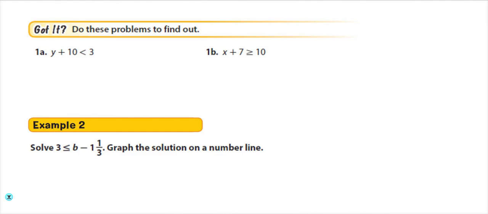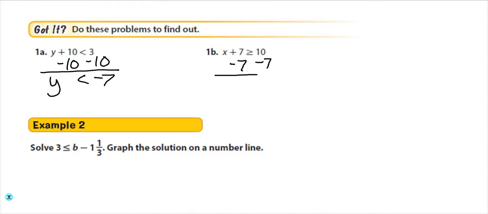All right, let's look at the got it question. So we have y plus 10 is less than 3. Okay, so we're going to minus 10. We have y is less than 3 minus 10, which makes it negative 7. Okay, 1b. So 1b, we have x plus 7 is greater than or equal to 10, so we're going to subtract 7. And that's going to give us x is greater than or equal to 3.